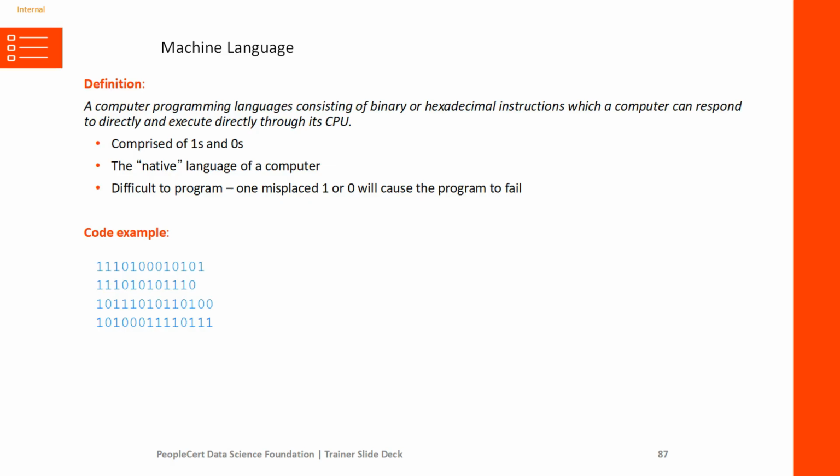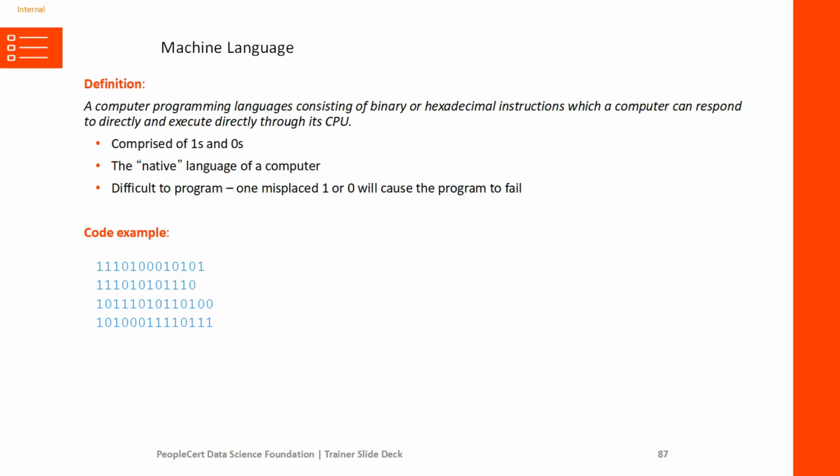Now let's look at a very basic example of the machine language. Machine language is a computer programming language consisting of binary or hexadecimal instructions which a computer can respond to directly or execute through its CPU. So machine level language is basically a combination of zeros and ones. It's a binary language. This is the native language of a computer, and it's very difficult to program in the machine language, right? Because if you misplace any of the zeros or ones, the program will completely fail, and it's very tough for the human mind to interpret the machine language.